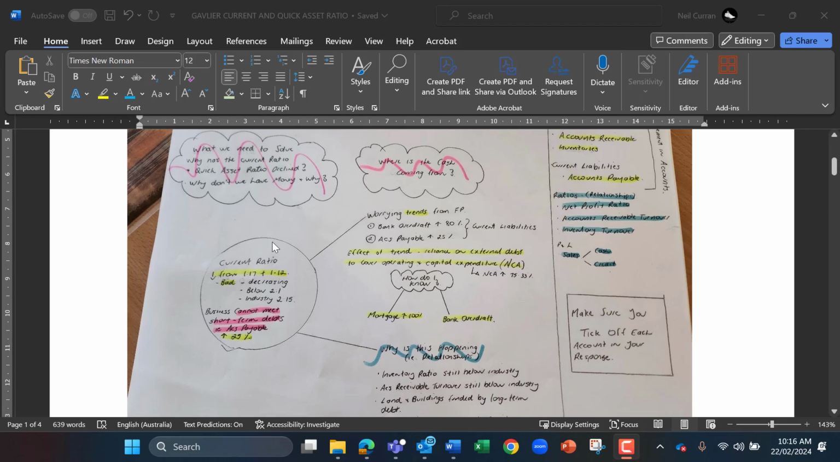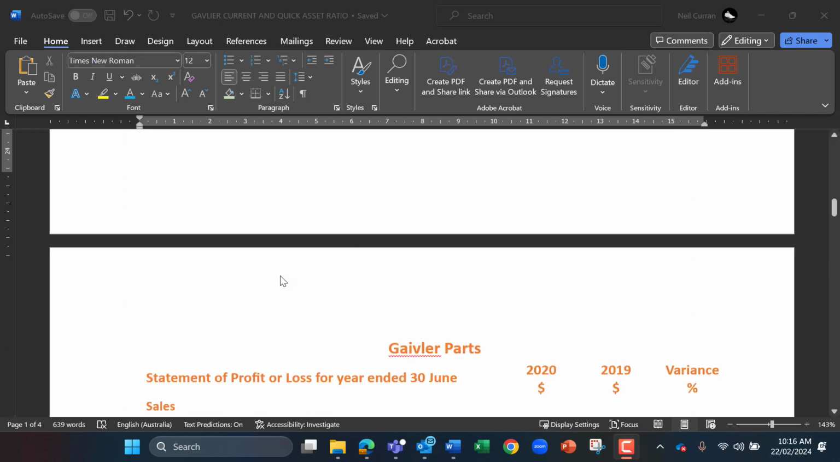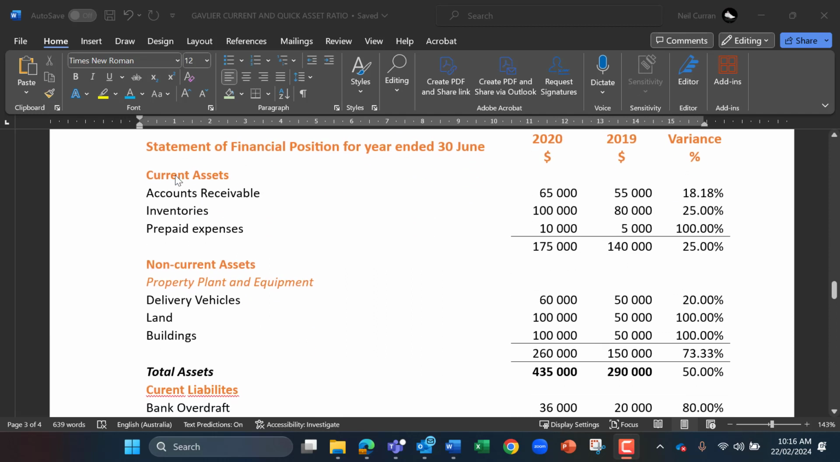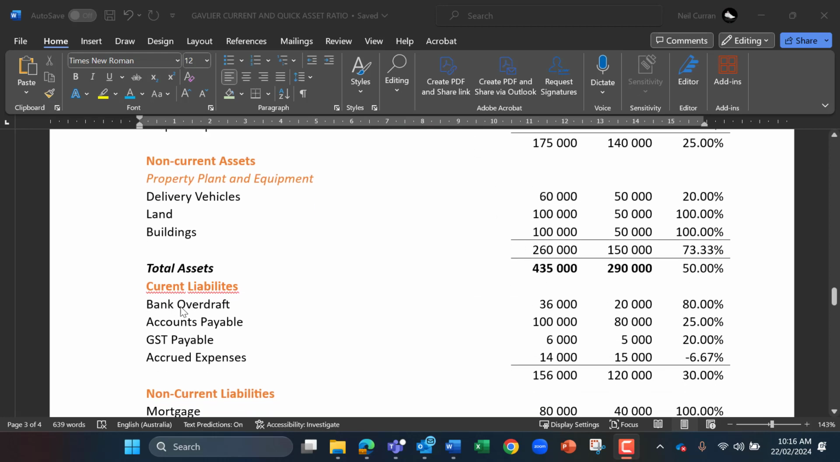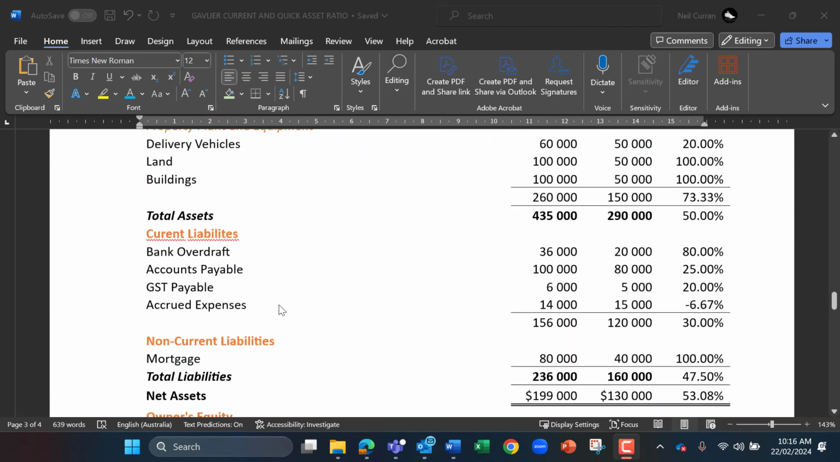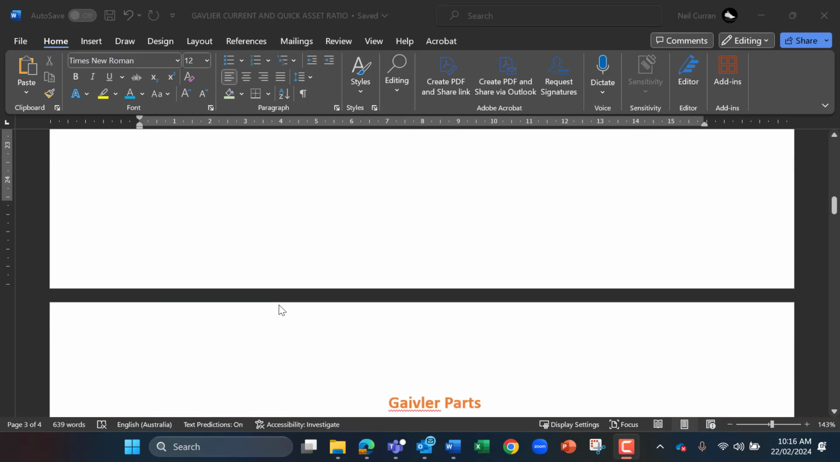Now, I would have a nice little circle here, and within there I would write what is actually happening with this ratio. So if we go to our question here, there are all the current assets: the accounts receivable, the inventories, your bank overdraft, your accounts payable, and you will be given all of the industry standards here.